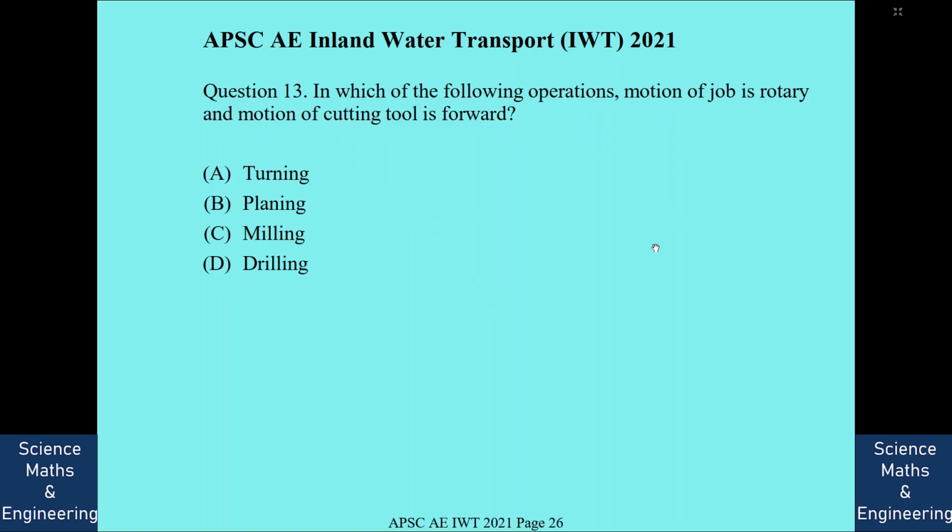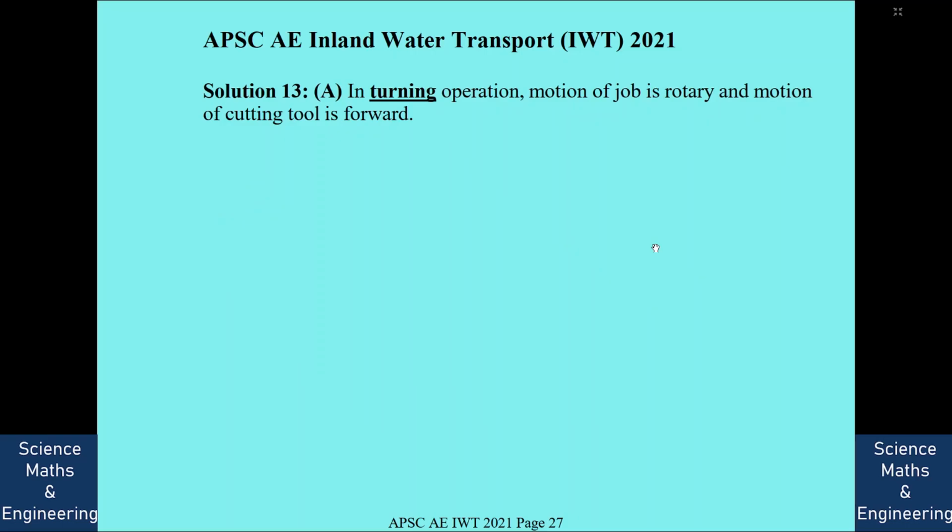Next. In which of the following operations, motion of job is rotary and motion of cutting tool is forward. Okay. So the job is rotating. Okay. But the cutting tool is just going forward. So the answer is it is the turning operation. So the turning operation that we do in lathe, the job is rotating and the cutting tool is going forward.